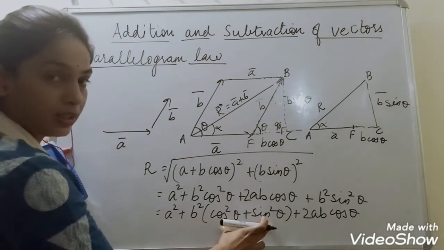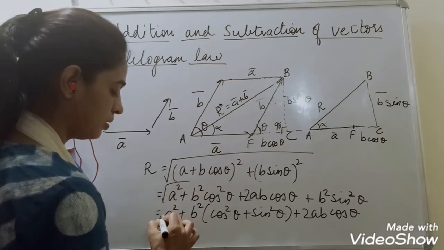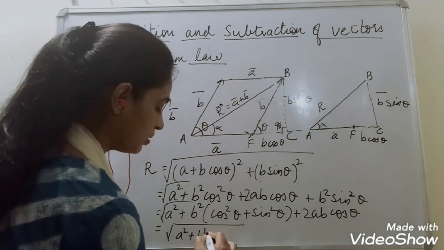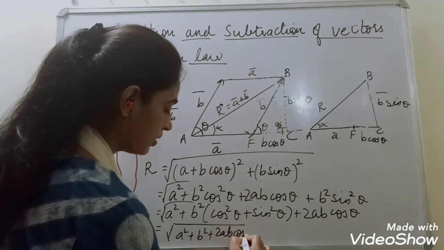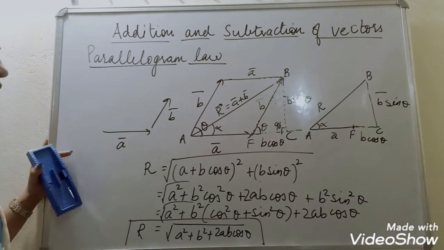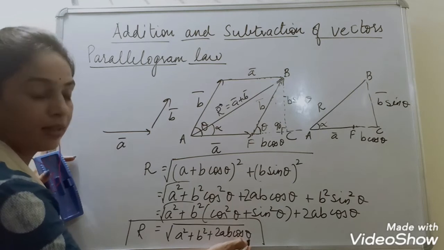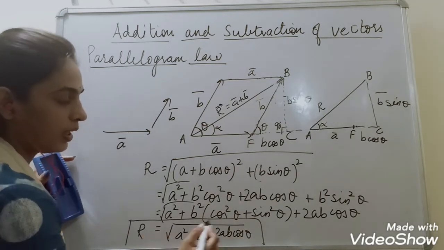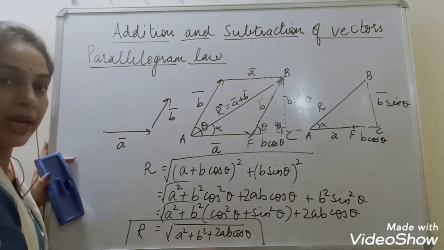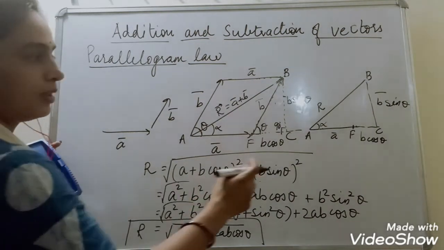Okay, so cos square theta plus sin square theta is 1. So we are left with, all this is under root, under root of a square plus b square plus 2ab cos theta. This is the value of the resultant of a and b. Now, if you know the values of a and b and the angle between them theta, then you can get the exact value of the resultant a plus b by the formula under root of a square plus b square plus 2ab cos theta.